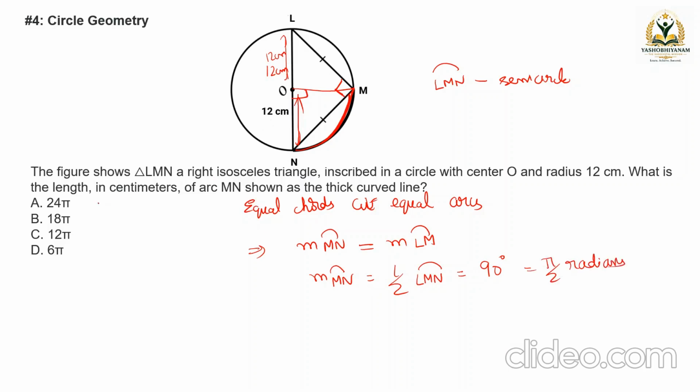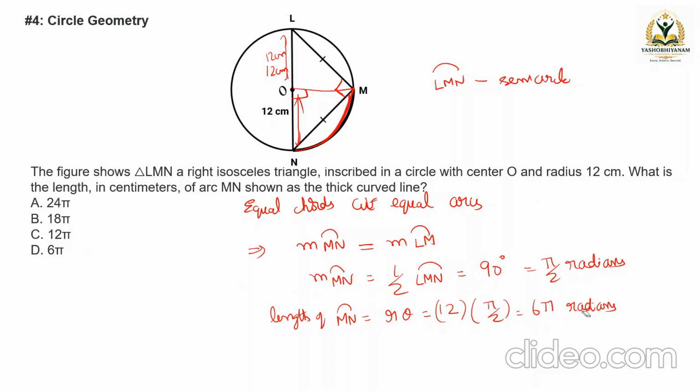Because the answer is given in terms of pi, I am converting this 90 degrees to radians. Now, what is the formula for arc length? Length of arc MN is L equals R times theta, which is 12 times pi over 2, which is equal to 6 pi. So our arc length is 6 pi centimeters.